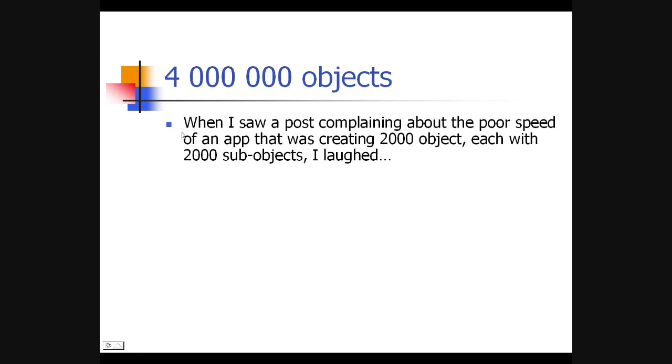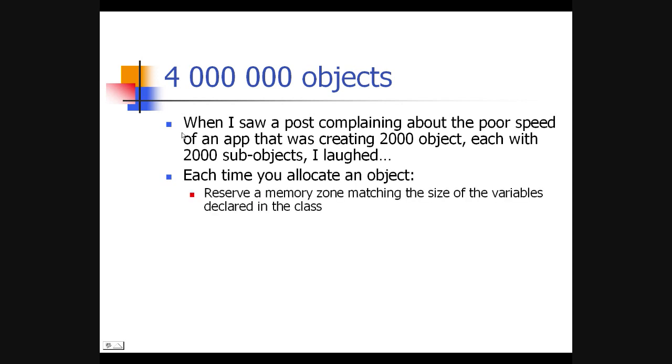So when I saw a post in a forum complaining about the time needed for an application to create the objects it needed, it was really funny for me because it was creating 2000 objects. That's not that many, but each of those objects would create 2000 more objects inside it. That's 4 million objects. And each time you create an object, remember that you have to reserve a memory zone matching the size of all the variables declared in the class.